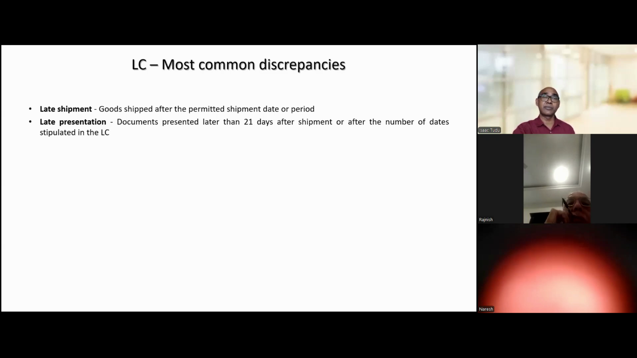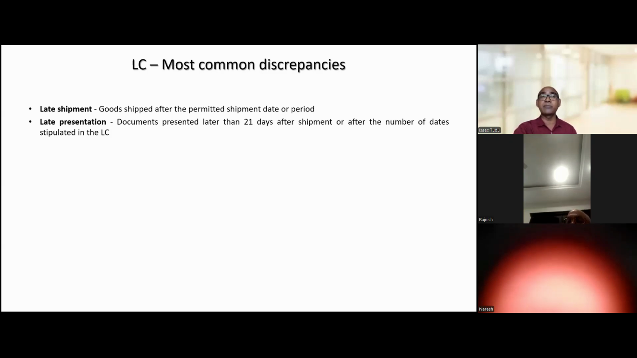Late presentation. We need to remember that documents need to be presented to the bank within 21 calendar days after the date of shipment. If the date of shipment is 1st June, documents must be submitted on or before 22nd June. Though the LC expiry date is 30th June, it doesn't matter. Okay, but definitely LC documents cannot be presented after the LC expiry date.